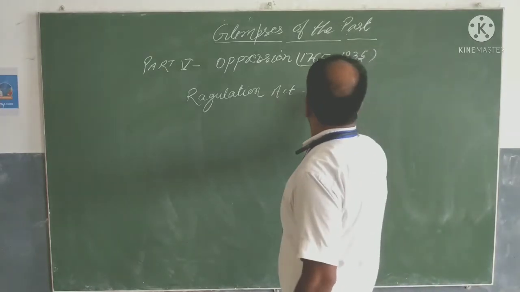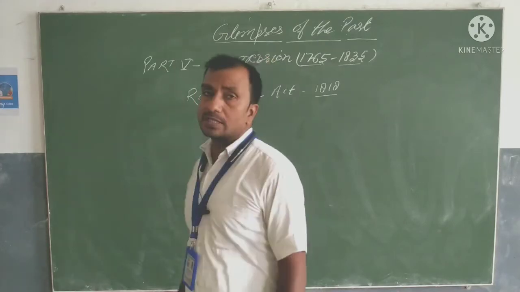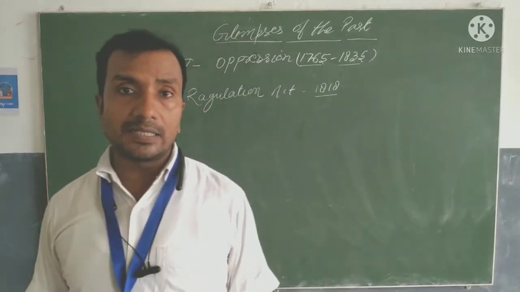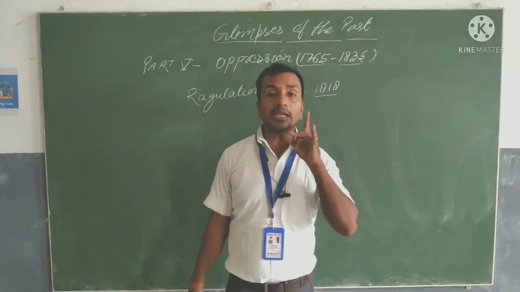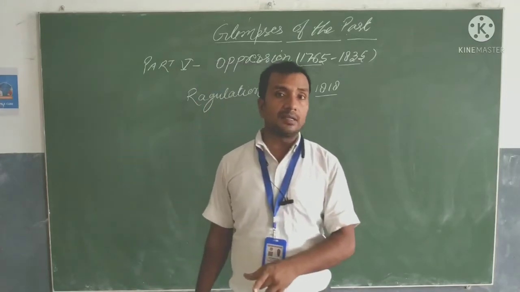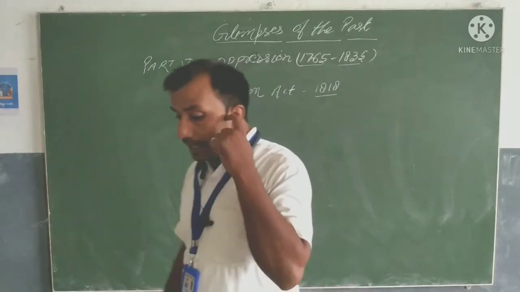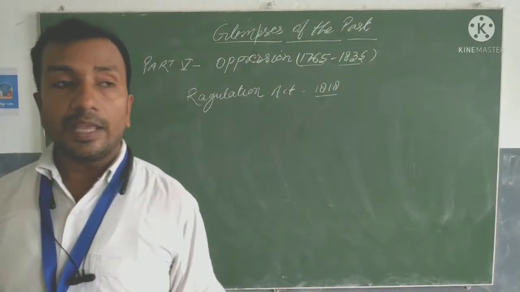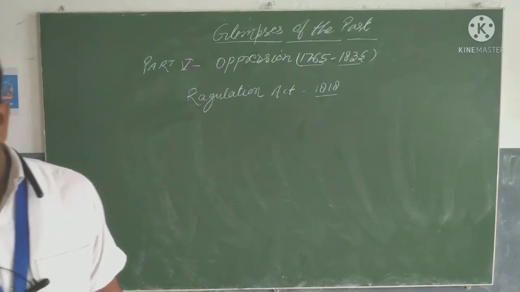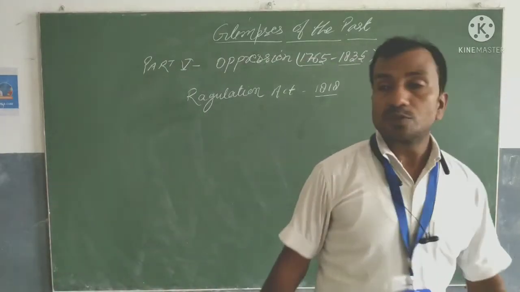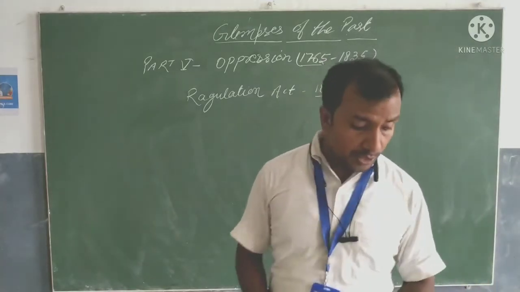In 1818, it was the period when the Regulation Act was established in India by the British, and this gave the British permission to arrest anyone who belongs to India without any criminal charges. Okay, so let's see what is given in your chapter, part 5.